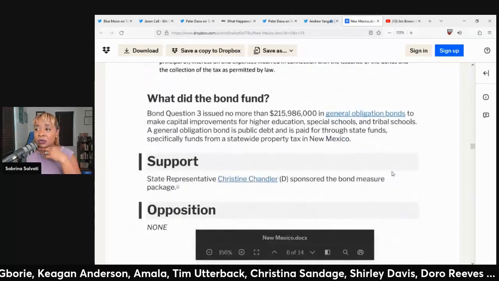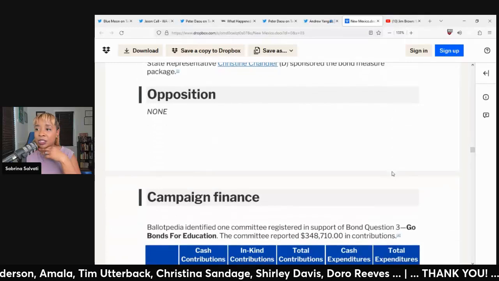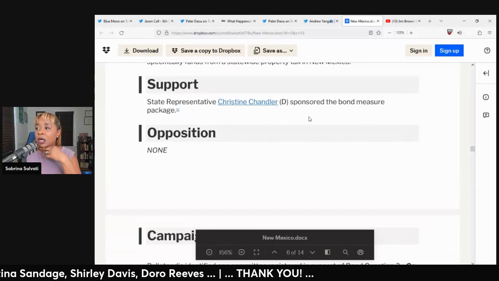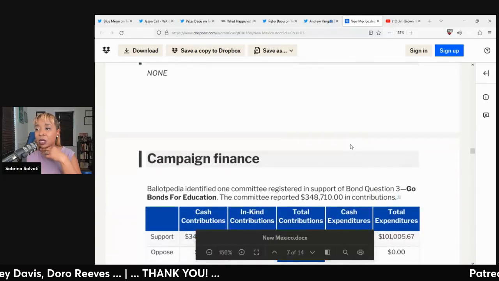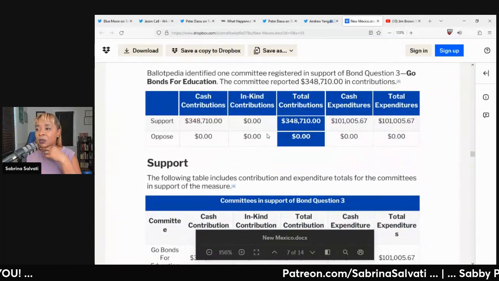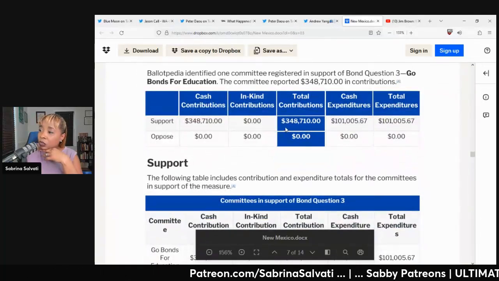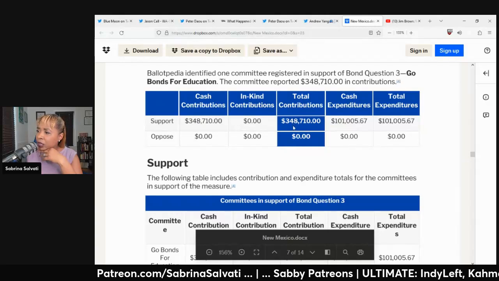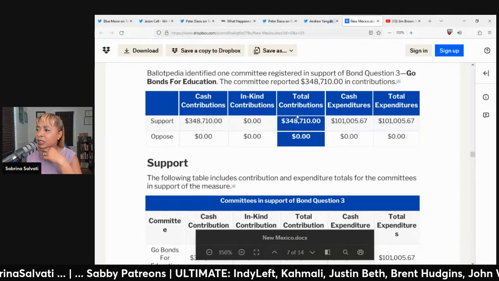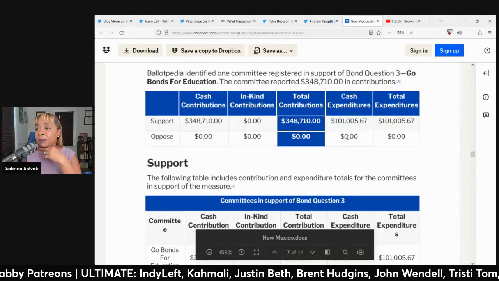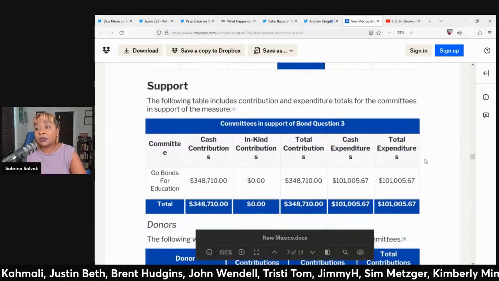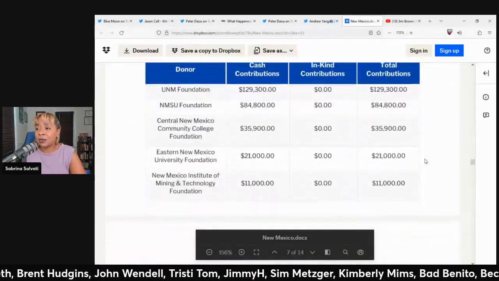I don't have time to go into the ballot question, but what you do need to know is that Christine Chandler sponsored the measure package. There was no opposition to this. In reference to campaign finance money that was spent, there was over 300,000 that was spent to support this ballot measure. There was no money spent to oppose it. So, and this is for education. So that's a big one.